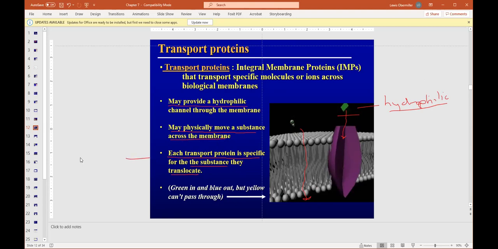So remember, there's an integral membrane protein called an aquaporin, and it wouldn't be called aquaporin if it transported anything except water, because aqua means water. So aquaporins don't transport sugars, they don't transport iron, they don't transport sucrose or fructose or anything else. They only transport water. Everything is very specific for what it transports, and that's really important.